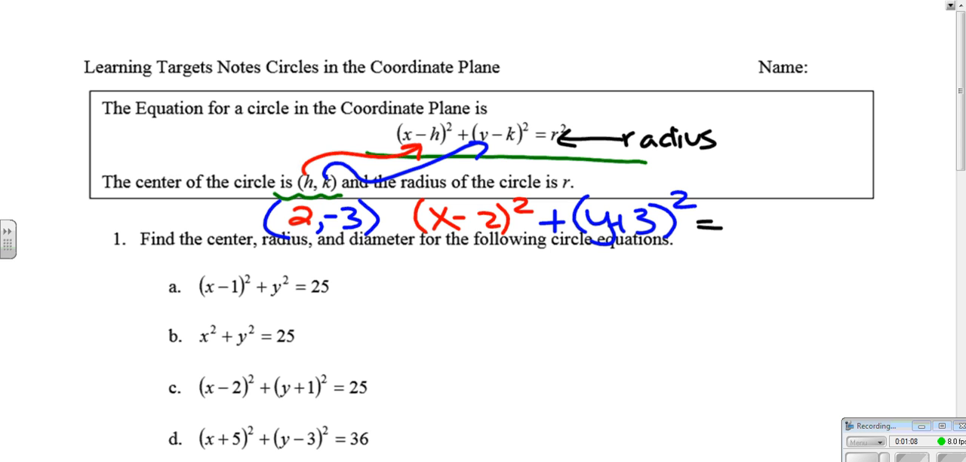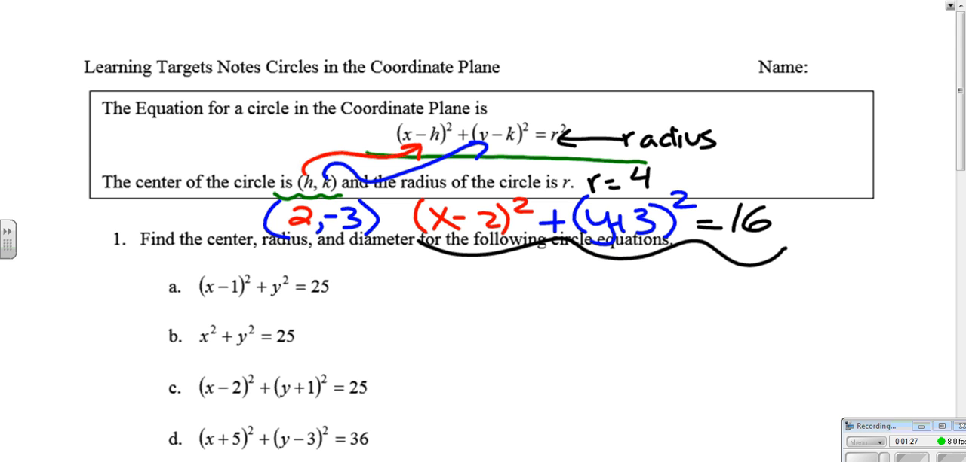So in the actual equation, it's going to be r squared. Let's say I tell you the radius is 4. We can't write 4 in the equation, we have to square that. So 4 squared is 16. So if a circle had a center at (2, -3) with a radius of 4, this is going to be the equation of our circle right here.